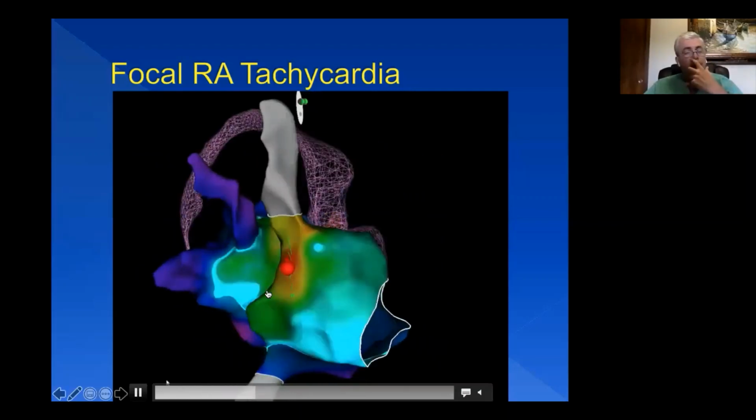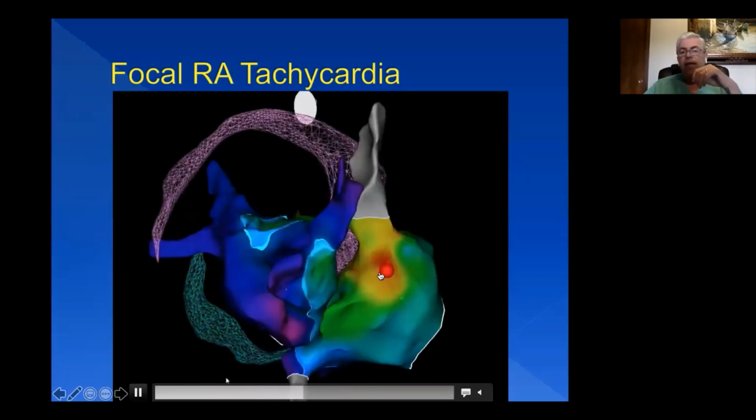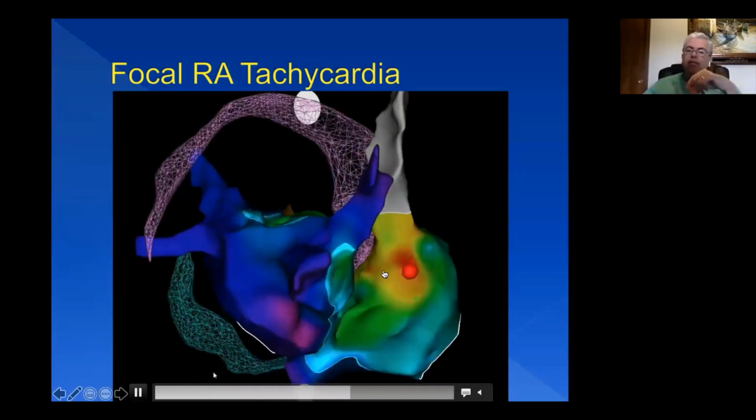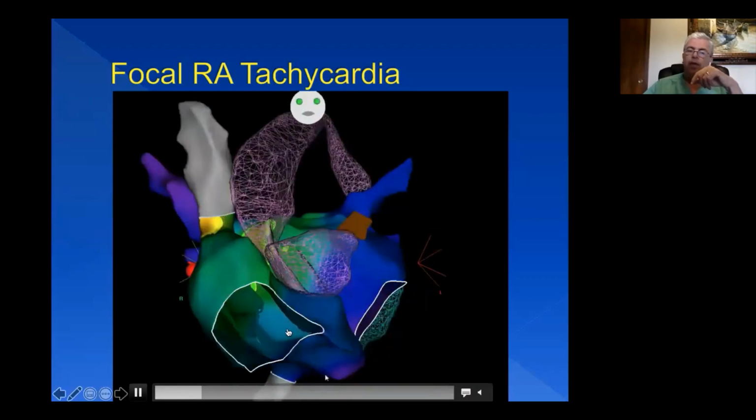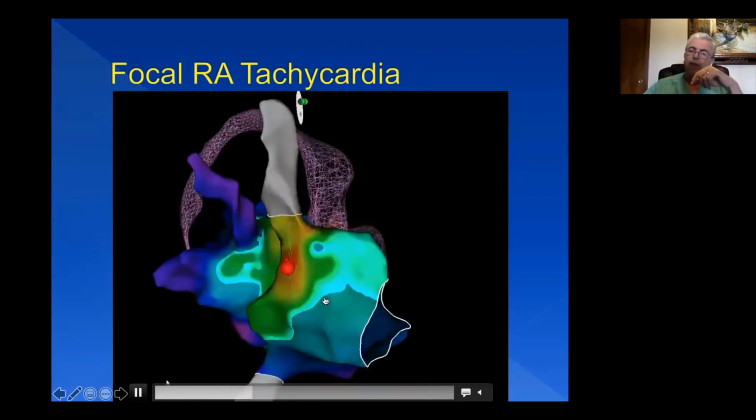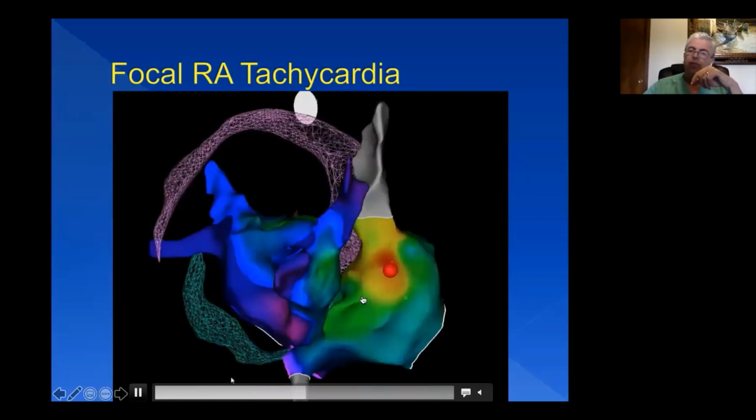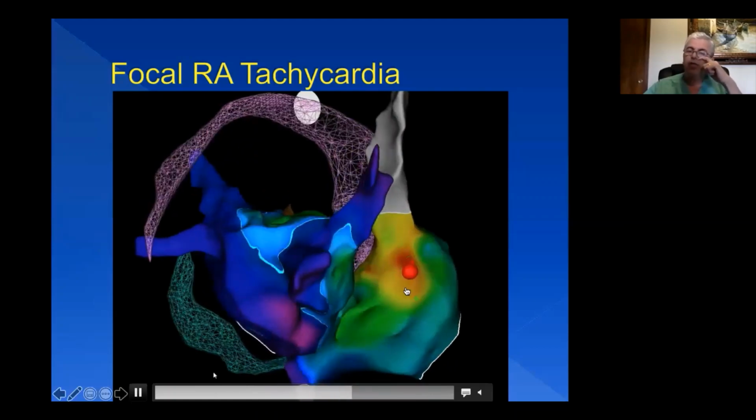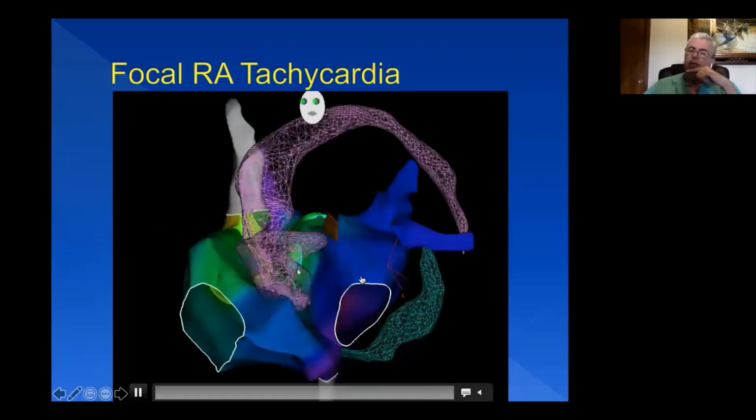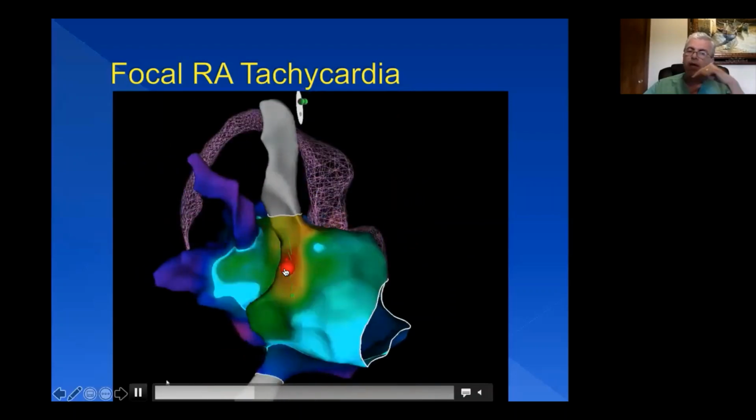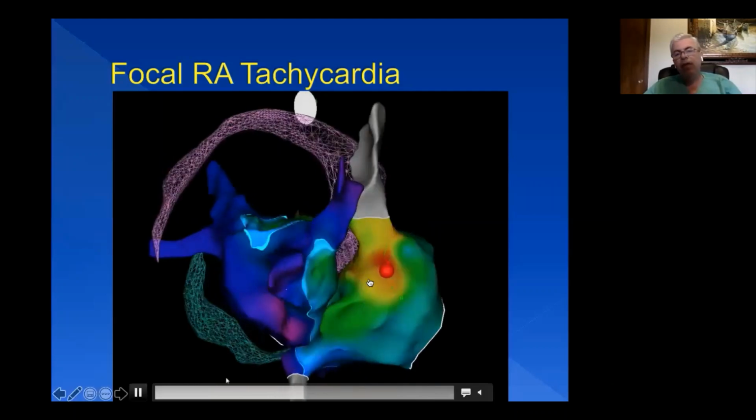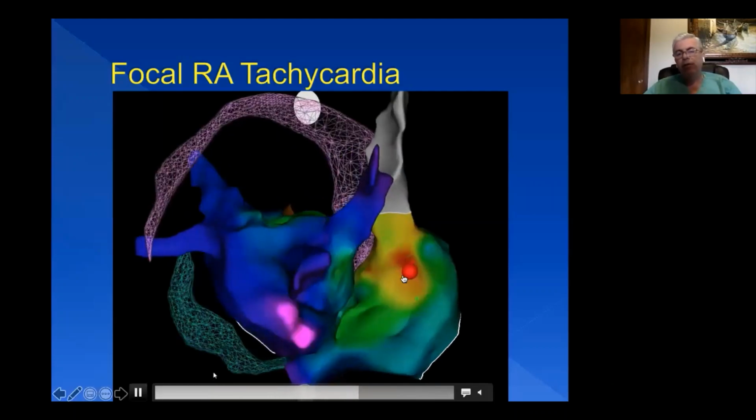And then it gives us the activation timing of that spot that's firing. The earliest spot gives us red. The latest spot gives us blue and purple. So by going inside the heart, as the heart is going fast, we record the timing of the different spots. And that software tells us where is the earliest. And then we go to that earliest spot. And this is the ablation. One ablation lesion terminated that focus that was causing this young lady to have focal right atrial tachycardia.